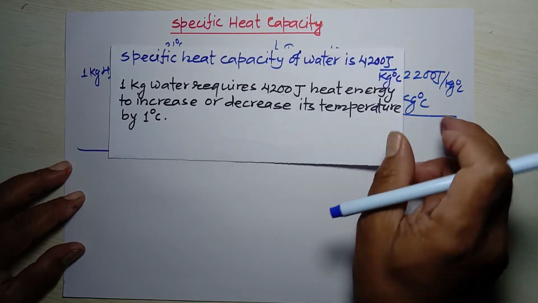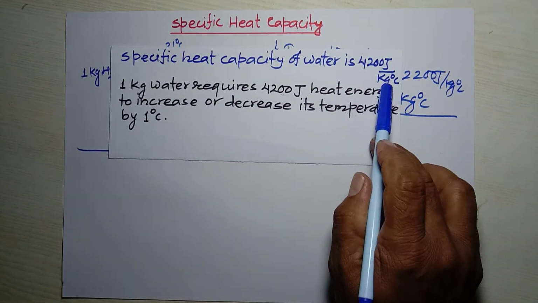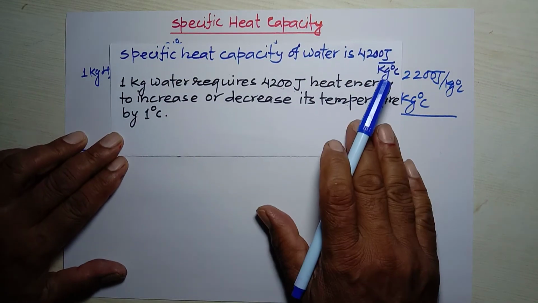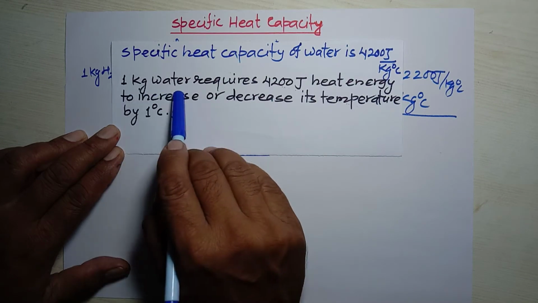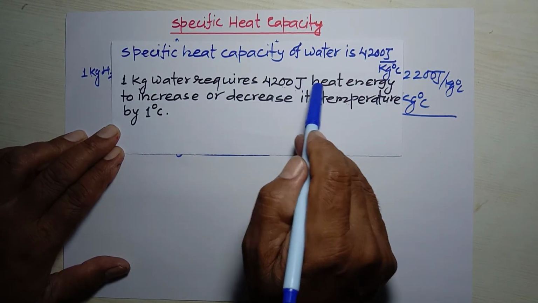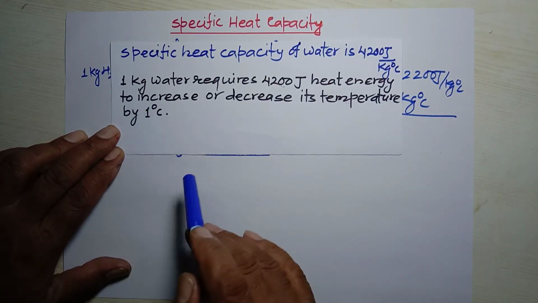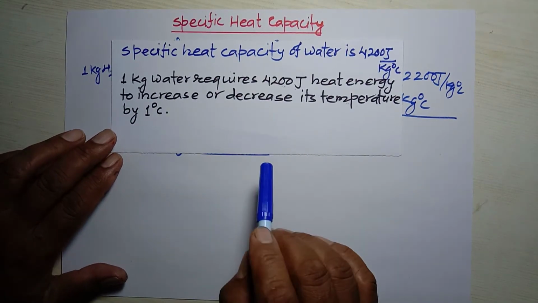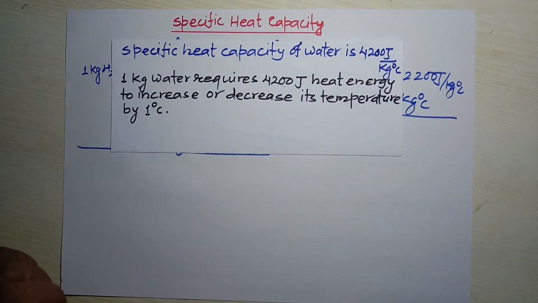Why is the specific heat capacity of water 4200 joule per kg degree Celsius? What is the meaning of this saying? Now we can answer this way. 1 kilogram of water requires 4200 joule heat energy to increase or decrease its temperature by 1 degree Celsius. That's why its specific capacity is 4200 joule per kg degree Celsius.